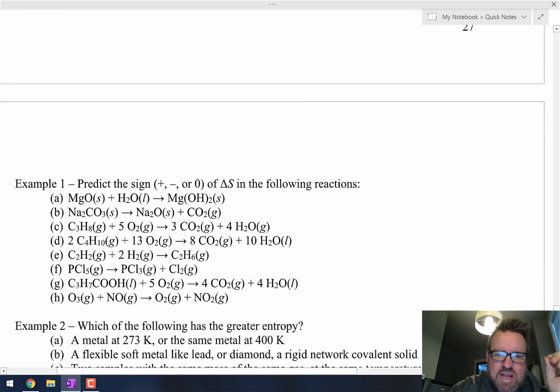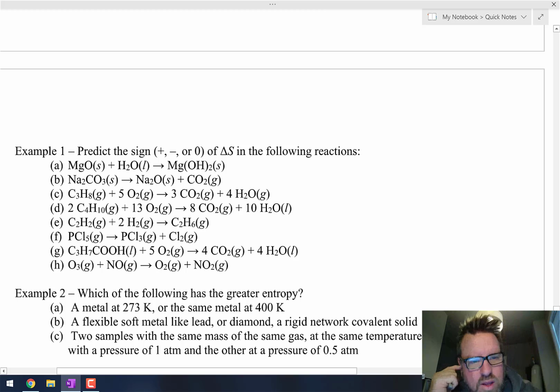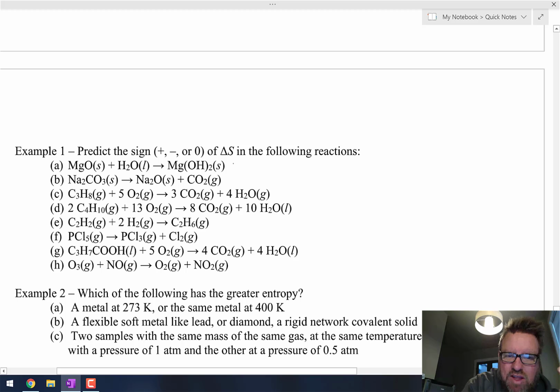Let's look at some examples here. Example 1. Predict the sign, positive, negative, or 0, of delta S in the following reactions. Notice that in part A, you're going from a solid and a liquid to just a solid. There's two different ways you could look at this. You could look at it and go, well, we're going from 2 particles to 1. That's more ordered. And you're also going from a solid and a liquid to just a solid. Liquids have more entropy than solids do. So this is definitely a negative entropy.